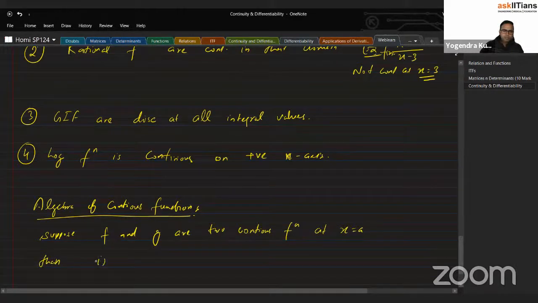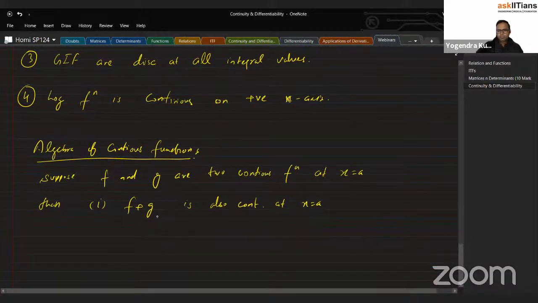First point: f plus g is also continuous at x equals a. Everyone is getting that, I hope it is clear. Minus will also be continuous, right? Tell me, everyone, what about the product? f into g is also continuous or not?